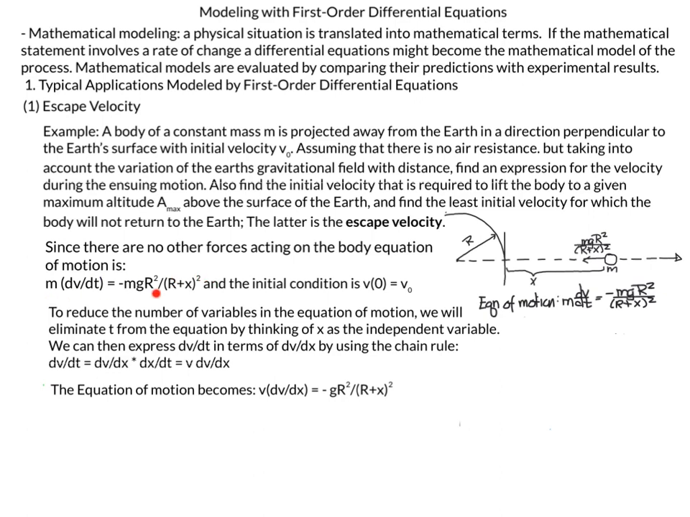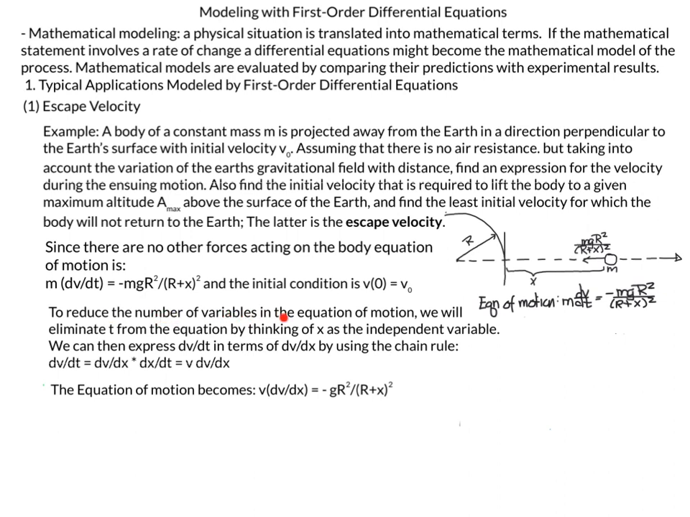So here's the equation where we left off on our last slide. We basically have mass times acceleration is equal to minus mg r squared over r plus x squared. So you might recognize this from physics. We haven't even gotten to the differential equations part, but this is what's kind of interesting.